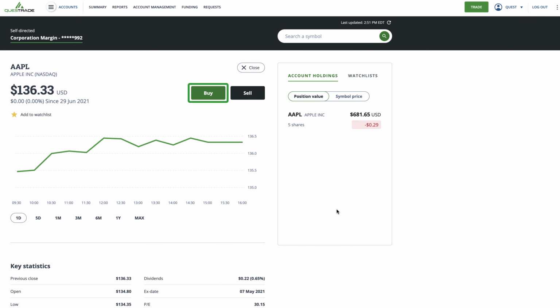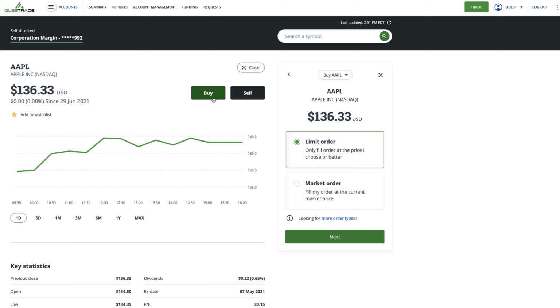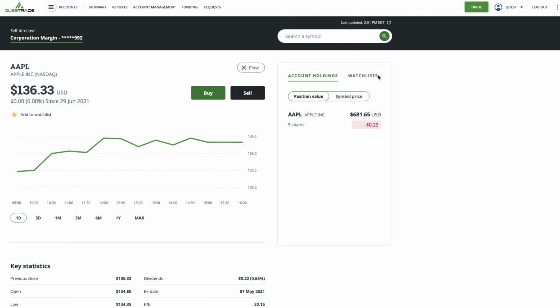You will also see a button that allows you to buy shares of the stock. If you already own shares, you'll also see a button to sell them. Clicking Buy opens the order entry screen on the right-hand side. For more information on placing an order, you can view our Market and Limit Orders video. The link is available in the description below.